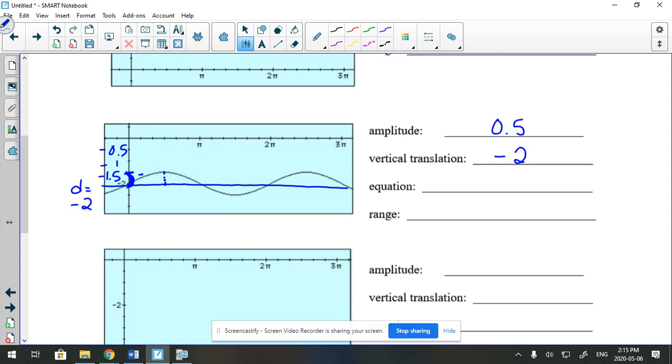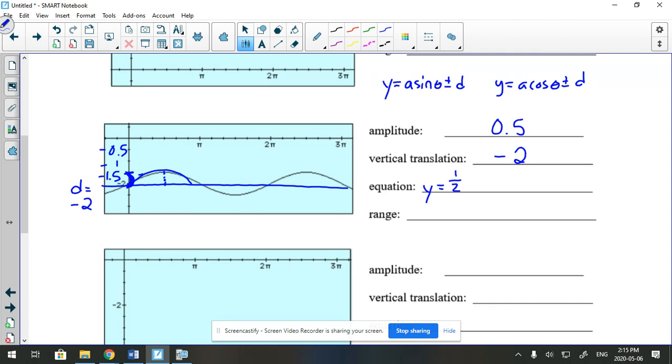So remember, your equation is going to look something like this, or this. So I have my A value already. My A value is 0.5. I'm going to double check and make sure it's a positive. If I look, my graph starts by going up, which is the way I like it. That is a 0.5 or a half. I'll label it that way.